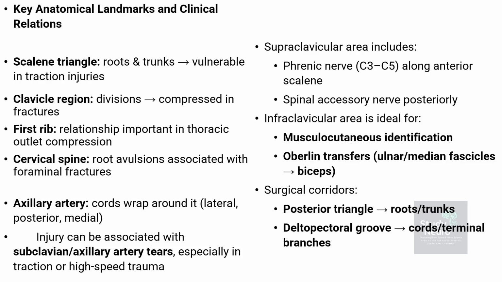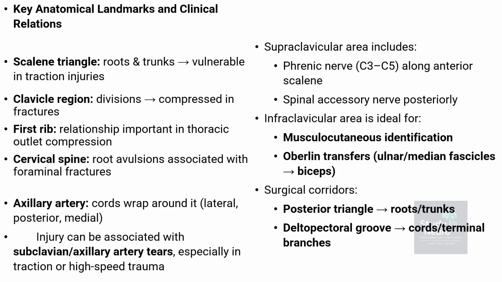Understanding the key anatomical landmarks of the brachial plexus is crucial, both for clinical assessment and surgical planning. The scalene triangle is where the roots and trunks of the brachial plexus emerge, making them particularly vulnerable during traction injuries. The clavicle region carries the divisions, which can be compressed in fractures. Fractures of the cervical spine can also lead to root avulsions.